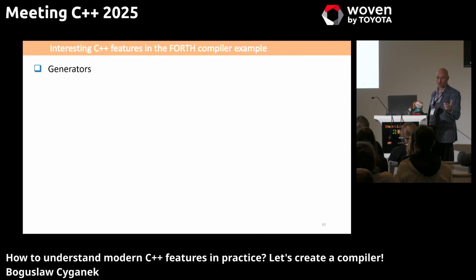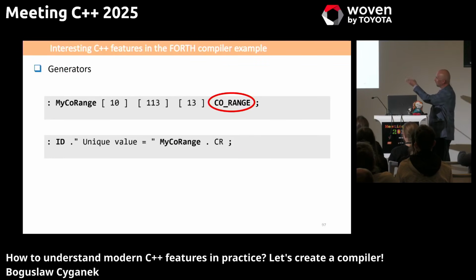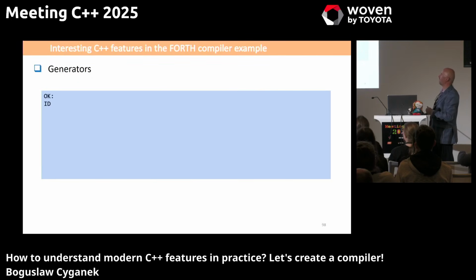Generators, I will not go into the code of generators, as I mentioned, but it is also built into the Forth. So now there is another word called range, from value 10 to 113 with the step 13, and I can make another word, ID, in which I print unique value is equal, my co-range, then I print it and I go to a new line. So if I call this, I have OK, ID, and unique value is 10 because we started from 10. Then I call this again, and I have 23 because it is plus 13, and so on and so on.